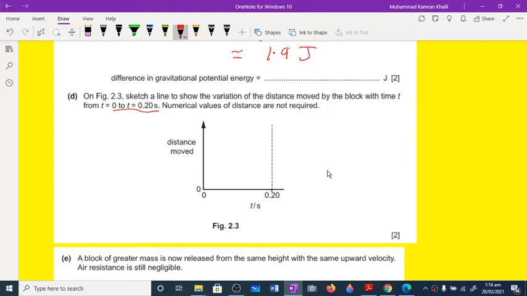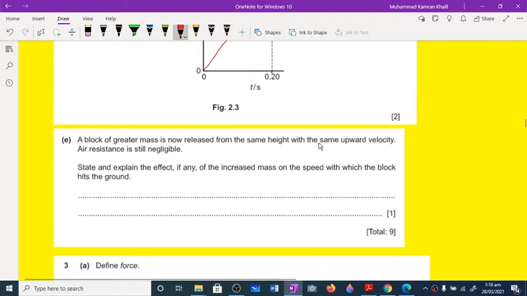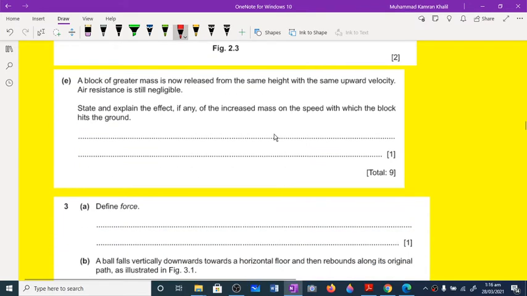The graph, now the gradient is decreasing. So that is the answer of this question. Decreasing gradient means that at time t equal to 0.2 the speed of the moving block will be 0. Now this is a question repeated so many times in the past papers; this part has been asked so many times.